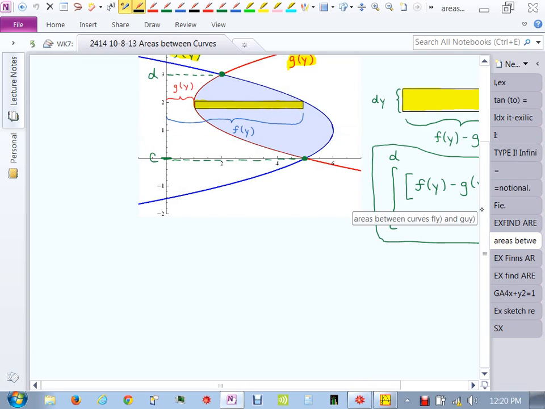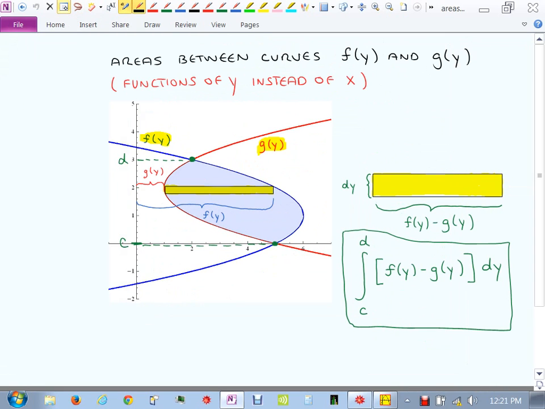Good. So now let's look at the possibility of having two functions that are not functions of x, but functions of y. We've always had functions that pass the vertical line test. They're functions of x. But hopefully you've seen somewhere in the past that you can have functions that go the other way, that pass the horizontal line test but fail the vertical line test. So they are functions of y instead of x. Parabolas that open up sideways are examples of these. Those are two parabolas.